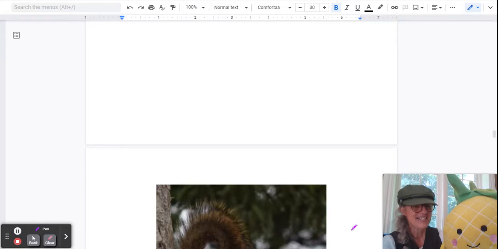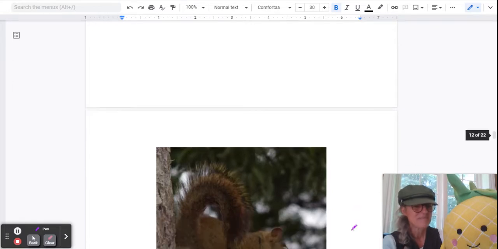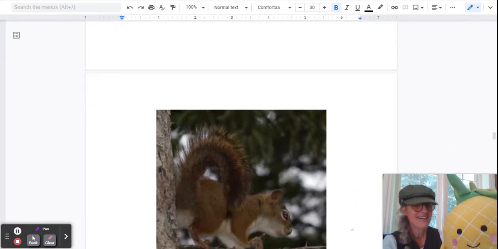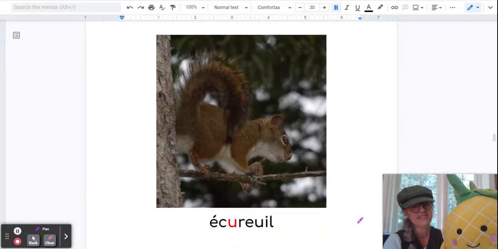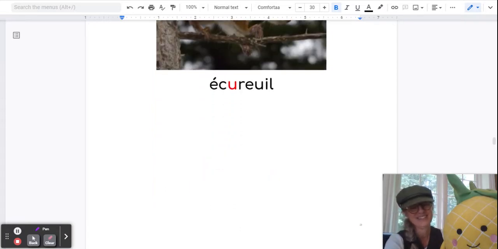Oh, this little animal. Petit, petit. Do you remember the word? It begins with the sound E. E. Écureuil. Did you get it right? Écureuil, bravo! Écureuil.